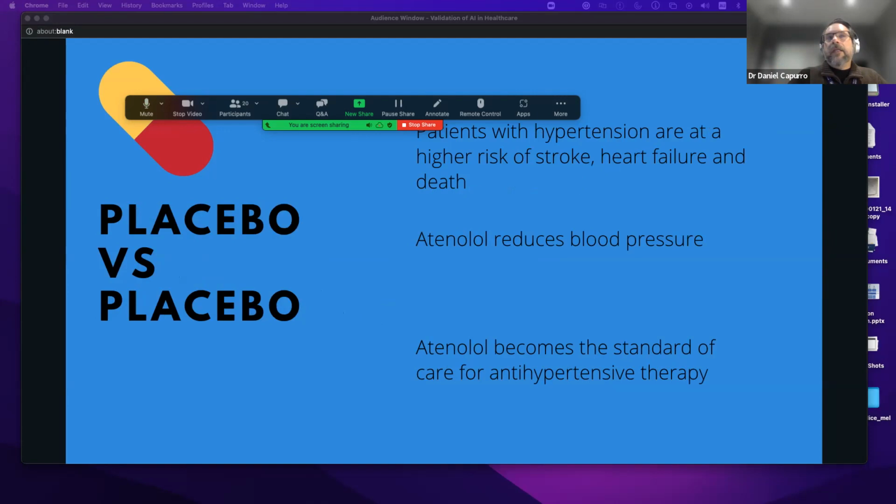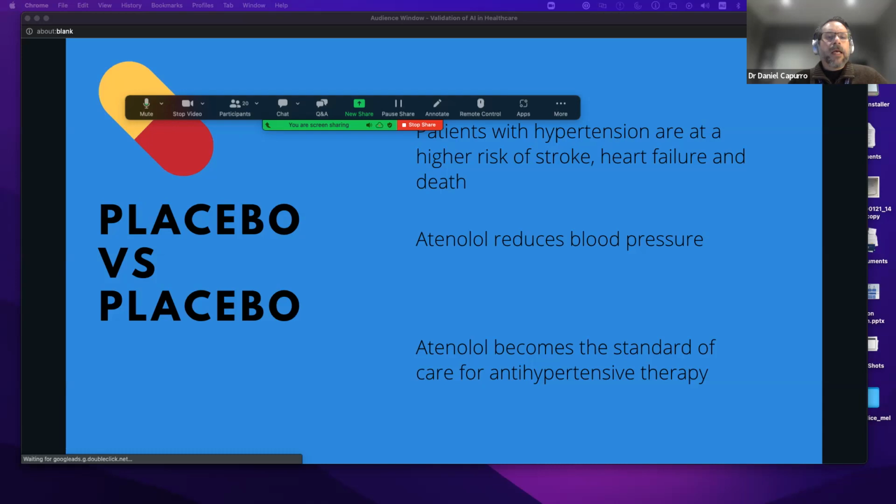The second one is another example. Patients with hypertension are at a higher risk of stroke, heart failure, and death. And every clinician knows these things. And then we realized atenolol, a drug that reduces blood pressure. So let's give patients with hypertension atenolol. And atenolol quickly became the standard of care for antihypertensive therapy.